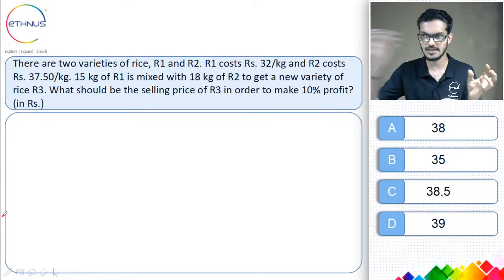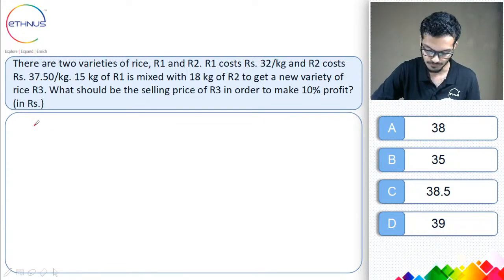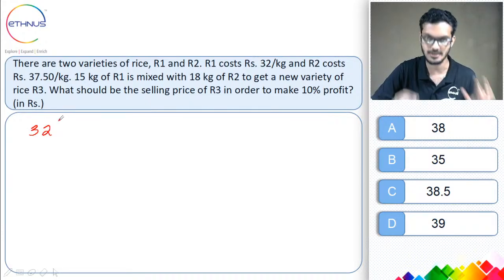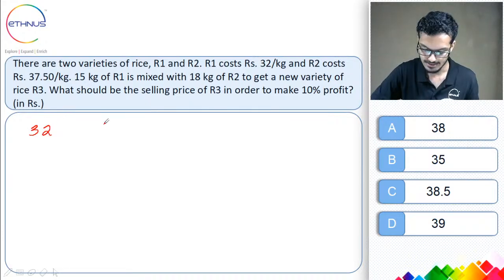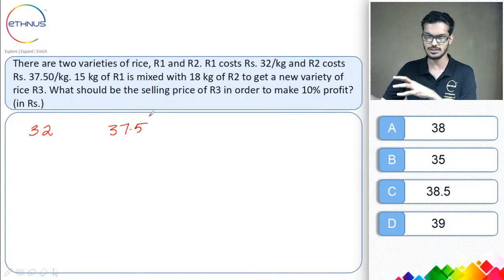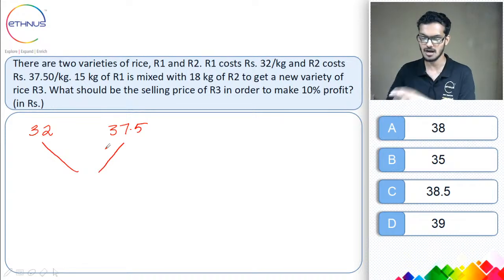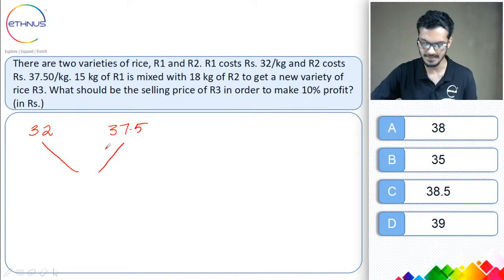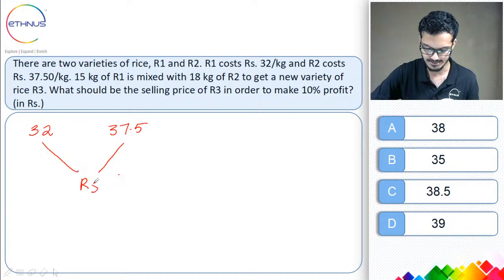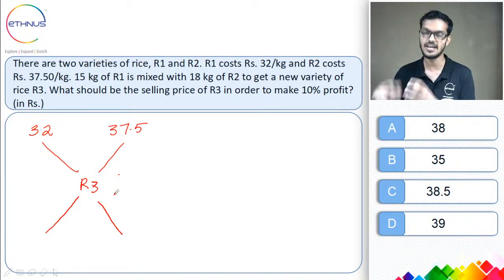So I'm going to take R1 and R2 on top. I'll write 32 per kg on one side, and the other one is 37.5 rupees per kg. These two types of rice, R1 and R2, are mixed, and you get R3. So this is what is given here. Now you can just extend these two. This is the alligation method, a way of solving problems related to weighted average.